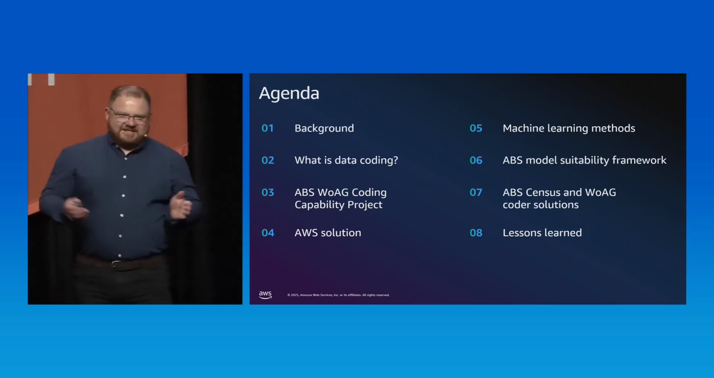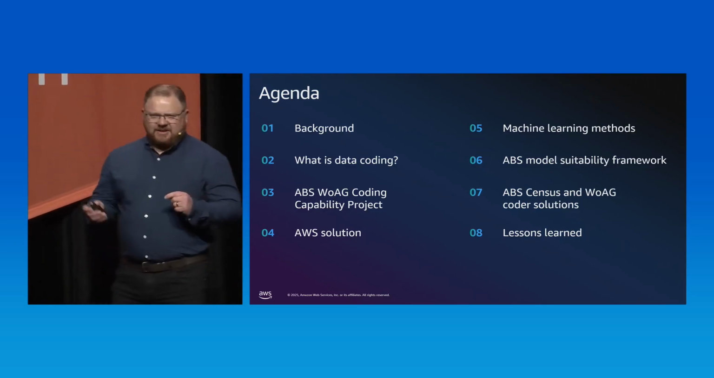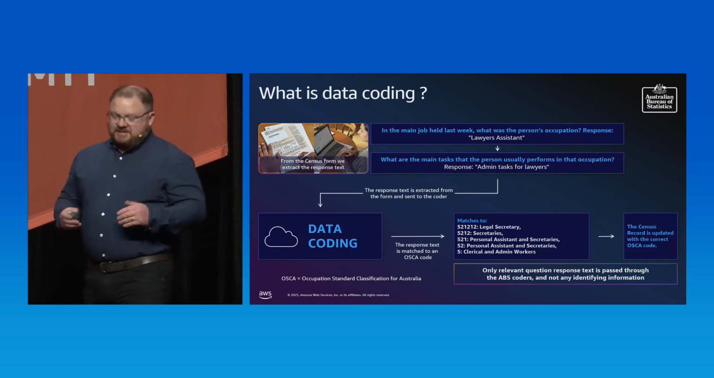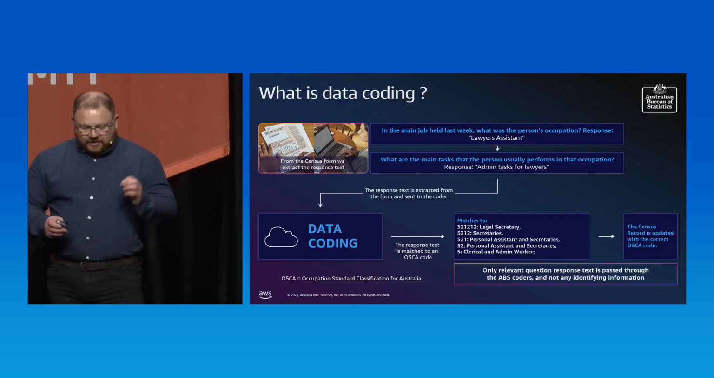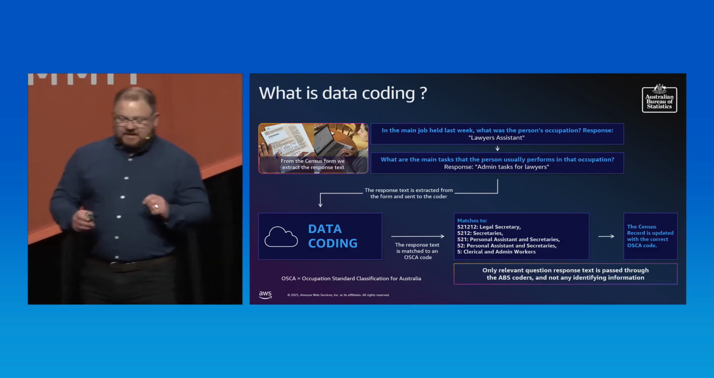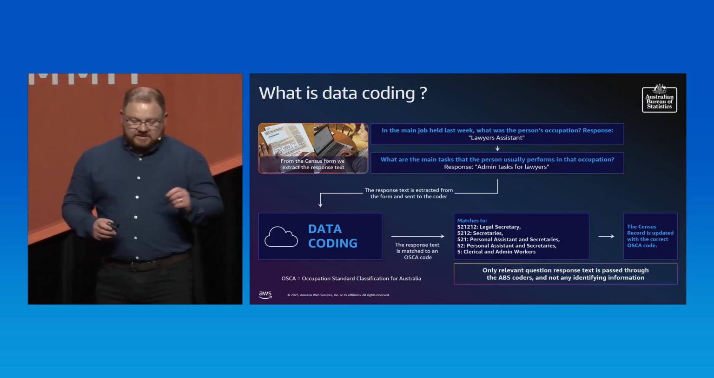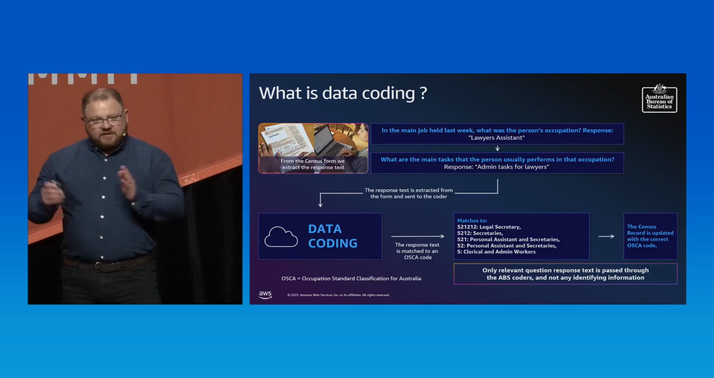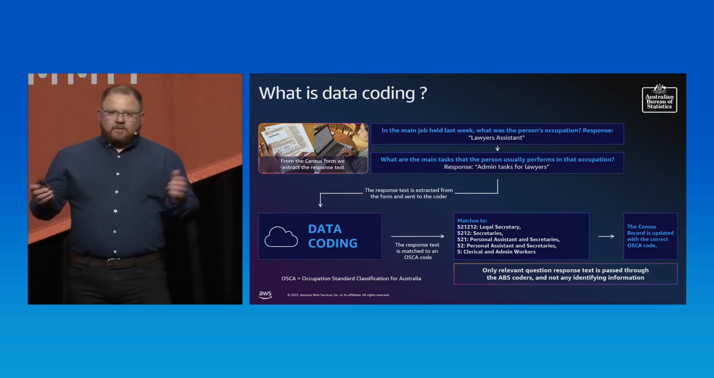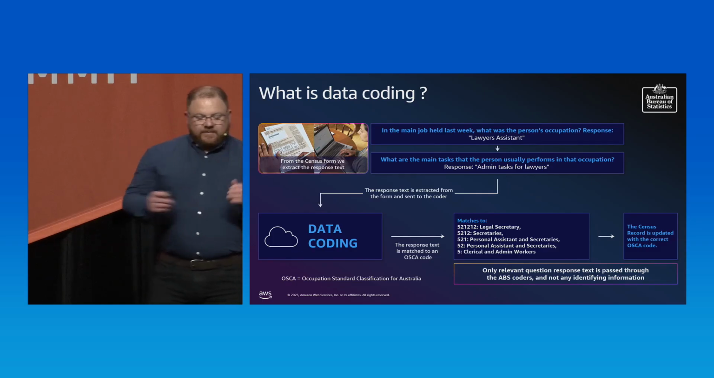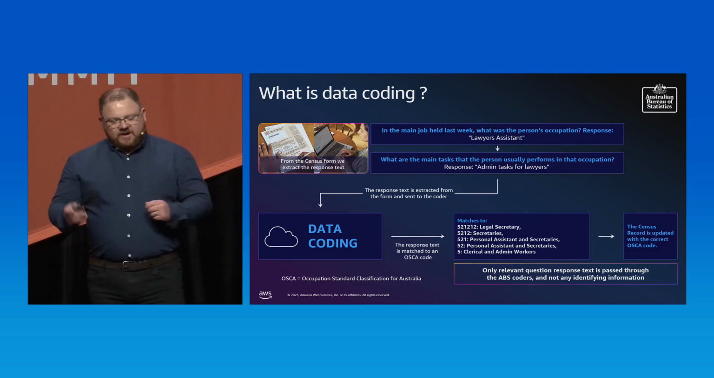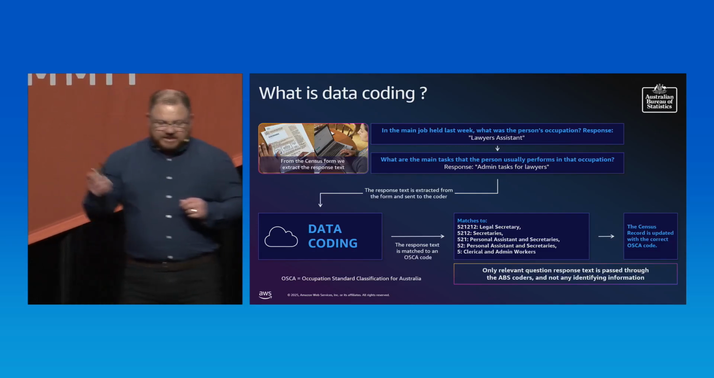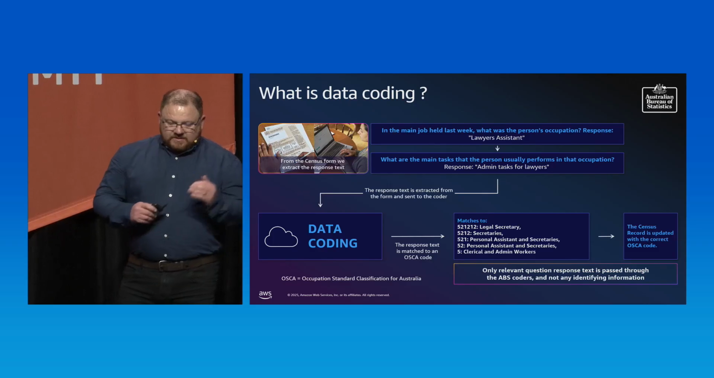You might be sitting out there thinking, actually, coding and data coding might mean something completely different to me. So for the context of this presentation and within the ABS, data coding is the process of taking survey and admin data textual responses and transforming those into an ABS structured classification code so that we can produce coherent and comparable official statistics. And what does that look like in practice? On the screen you can see we've got a census form, whether it's online or via paper. And in this particular instance, we're asking about the person's occupation. The first question: in the main job held last week, what was the person's occupation?